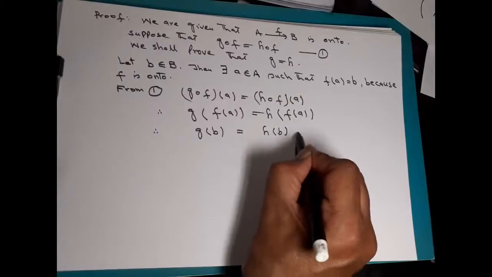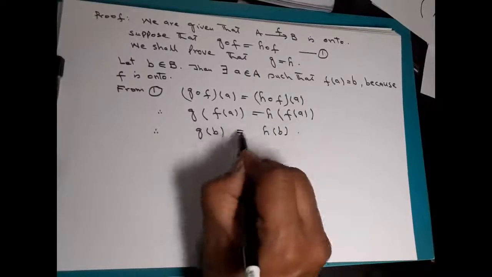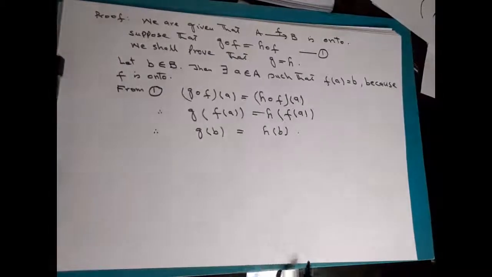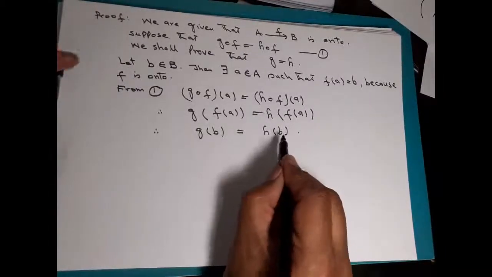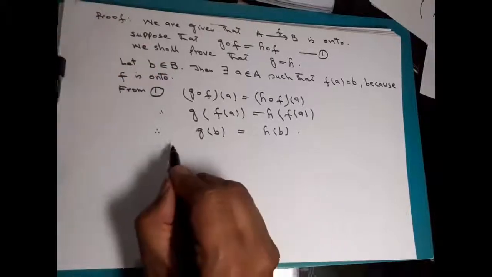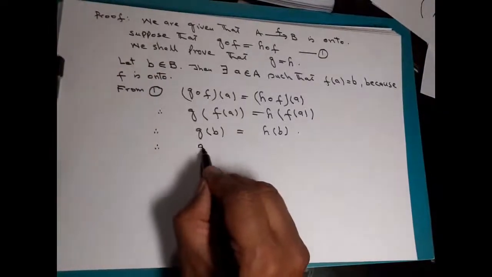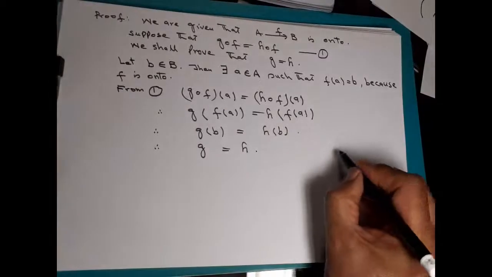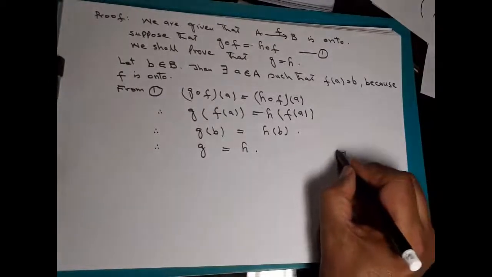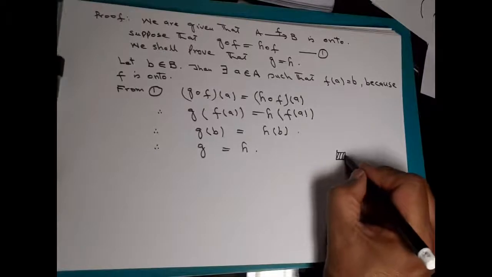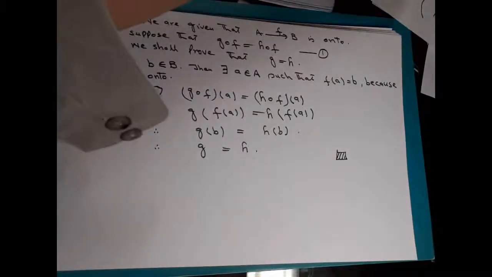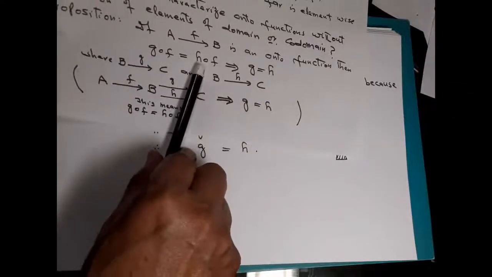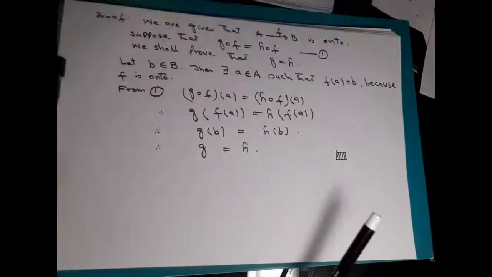So this means that the effects of G and H on b are the same, and b was any element of B. So therefore the function G is the same as function H, and we have established that. This is what we had to prove. So we have proved that if G circle F is equal to H circle F, then G is equal to H.